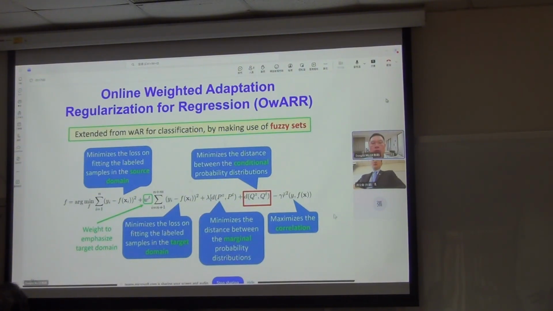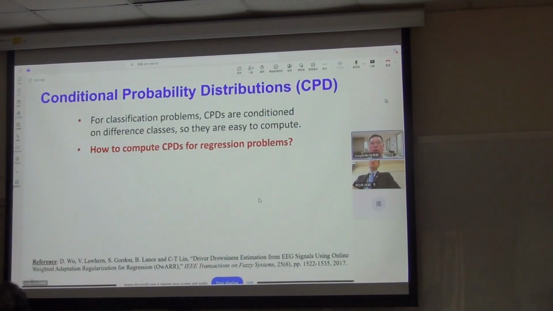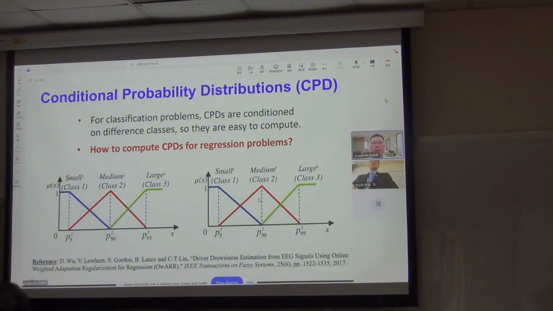In summary, for this regression problem, we have these 5 terms serving different purposes. 4 terms are very easy to compute, but the 4th term, the conditional probability distribution alignment, is not easy to achieve for regression problems. This page explains how we solve that problem. For classification problems, these conditional probability distributions are conditioned on different classes, so they are easy to compute. But here, how do we compute the CPD for regression problems?